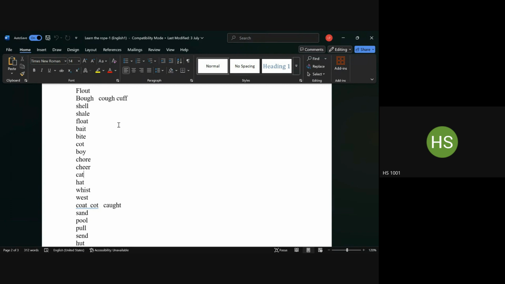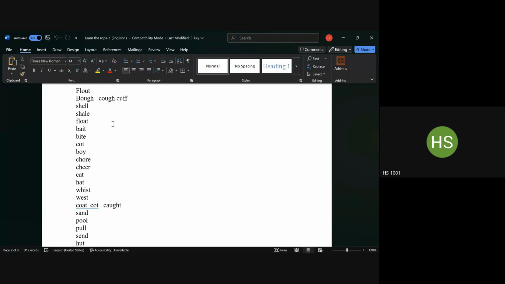Okay, next one. Float. Diphthong, right? And which is this diphthong? Float. That O, right? That one stands for O, and this is the O sound that we discussed, right? The three different variations of the O sound in English: the short O, long O, and the diphthong O. That is this one, float.